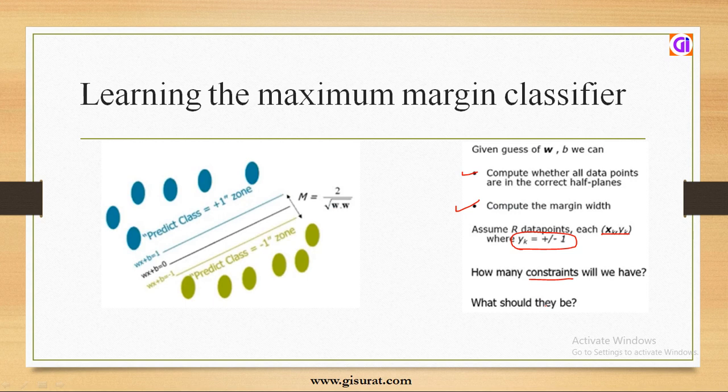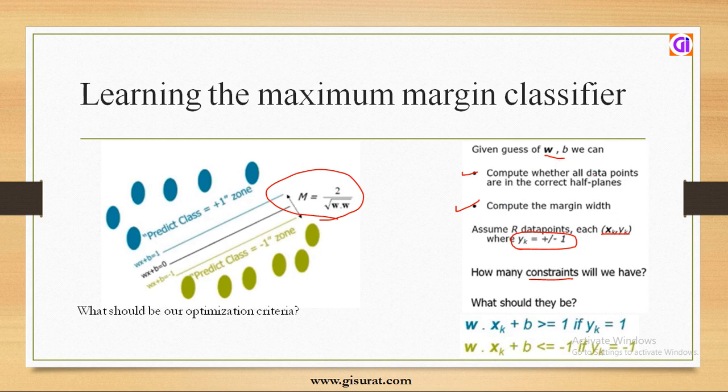I am talking about the constraints because I wanted to maximize the margin width, and one more thing, I want to just assume the value of w and b. Okay, so guys, this will be the constraints value.